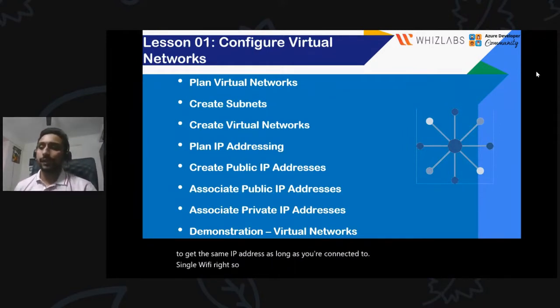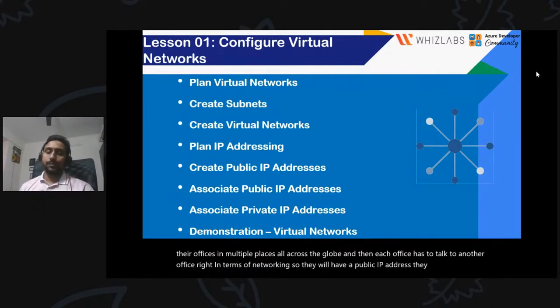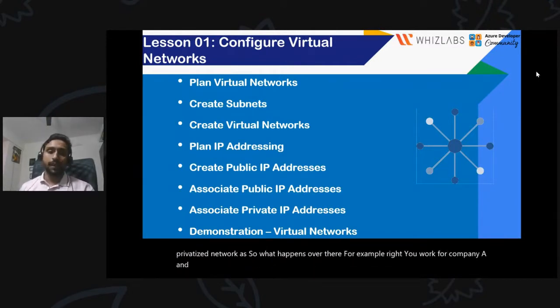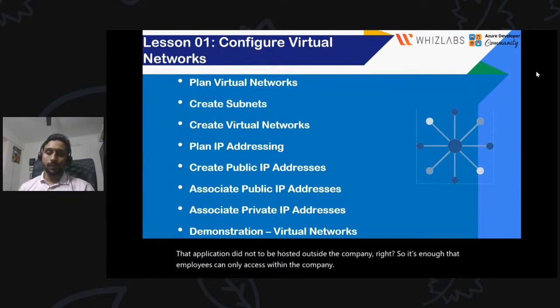With this context, if we talk about a big organization, they have offices in multiple places all across the globe, and each office has to talk to another office in terms of networking. So they will have a public IP address, and they have a privatized network as well. For example, you work for company A, and company A has an HR portal which manages employee salaries, employee details, and things like that. That application need not be hosted outside the company. It's enough that employees can access it only from within the company. Let's say that server is in a data center or in Azure.